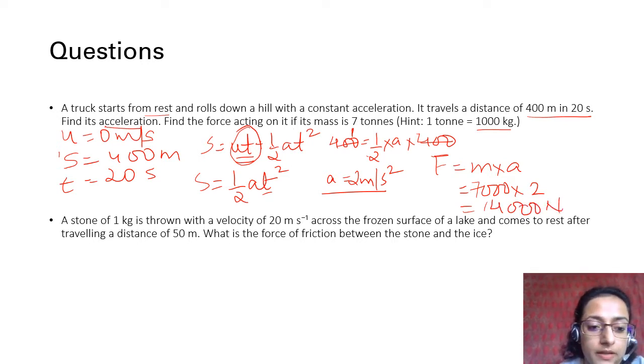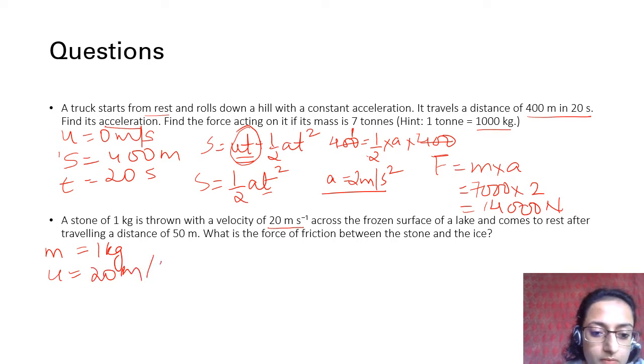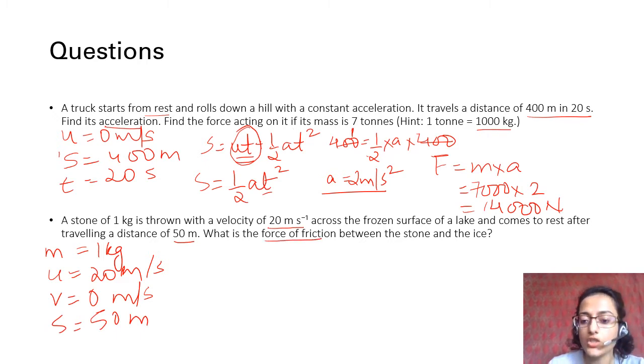Right, this second is, a stone of 1 kg mass is thrown with a velocity of 20 meter per second. u is equal to 20 meter per second across a frozen surface of a lake and comes to rest after traveling a distance of 50 meter. What does this mean? Comes to rest means final velocity is 0 meter per second. Distance is 50 meter. What is the force of friction between the stone and the ice?